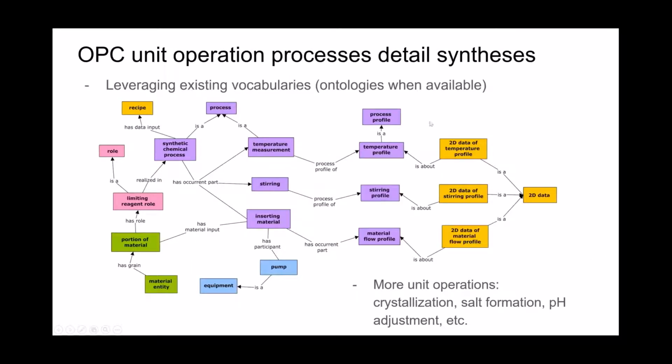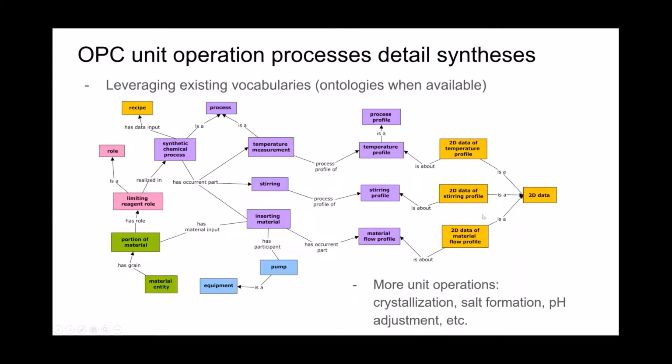And then what about unit operation? So this is a simple model here. So again, let's come from the synthetic chemical process. It has different occurrence parts, right? Like a temperature measurement, inserting material. And each of those will have different profiles, like a process profile.